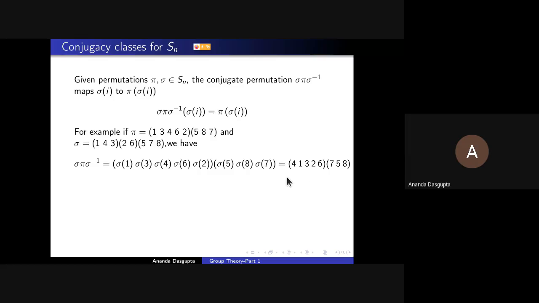But what is critically important here? The details of what goes where is not that important. What is critically important is there is a connection that you can immediately see between pi and sigma pi sigma inverse. Can anybody tell me what that connection is?